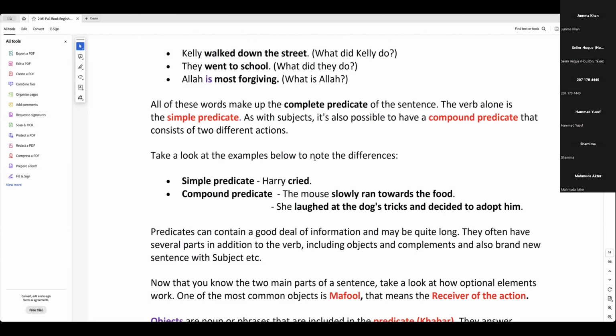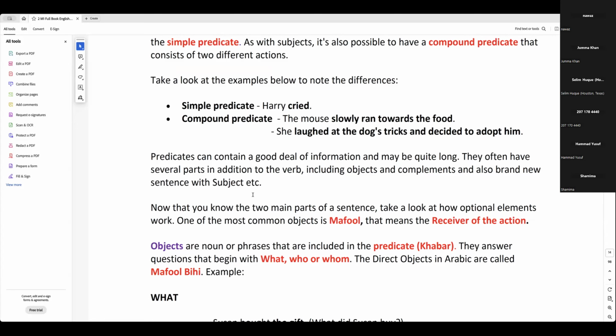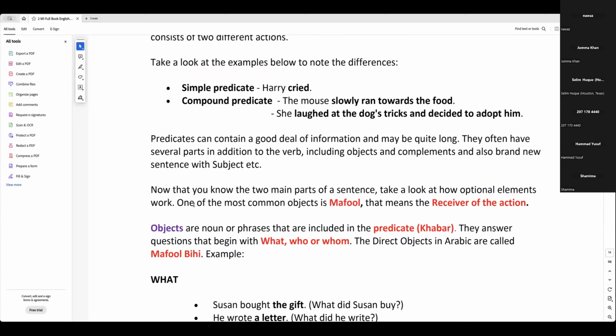Predicates can contain a good deal of information and may be quite long, including, in addition to the verb, objects, complements, and even a brand new sentence with its own subject, etc. Now that you know the two main parts, take a look at how optional elements work. One of the most common is the object, maf'ul, that means the receiver of the action. Now we're going to explain the object in English, and in Arabic we call it maf'ul.